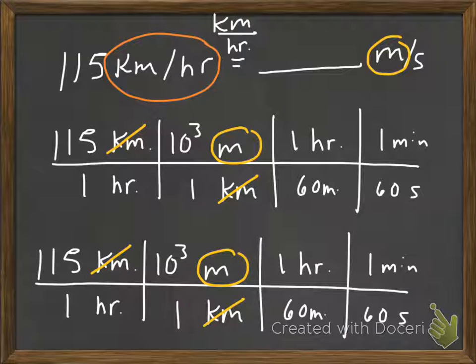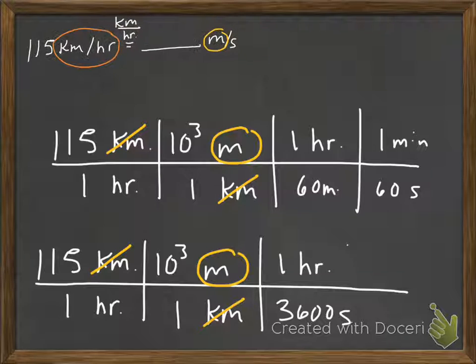Let me get rid of this, that, and that, and say 3,600 seconds. Okay, so again, you can do it either way, but it saves you one step of calculation if you just put that straight in as 3,600 seconds.